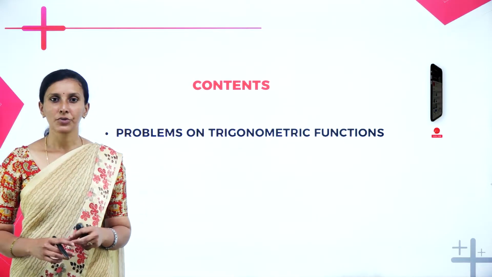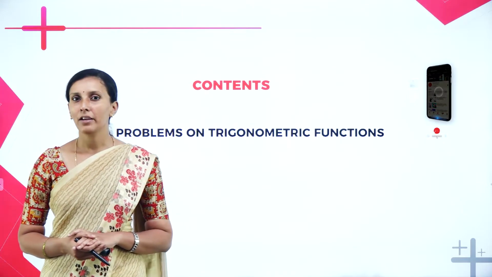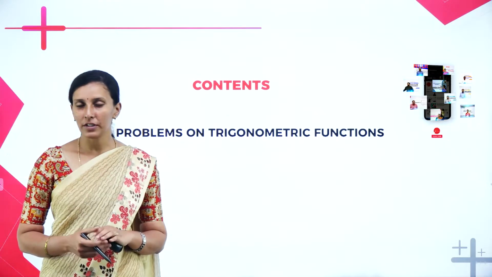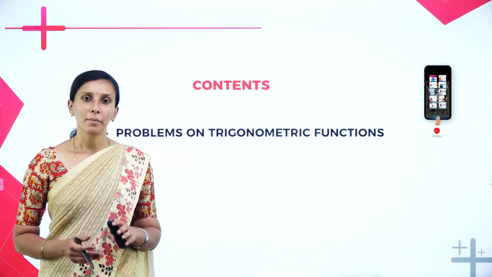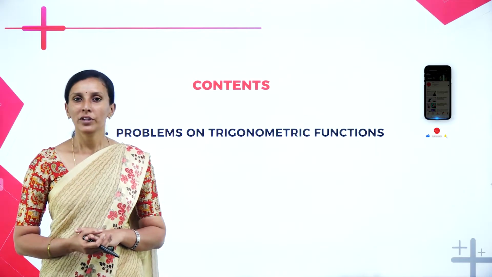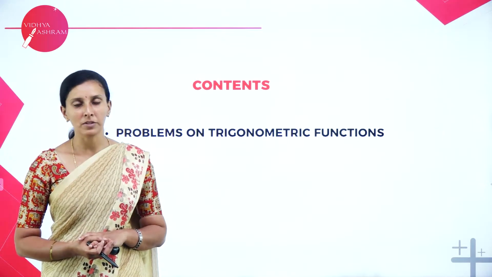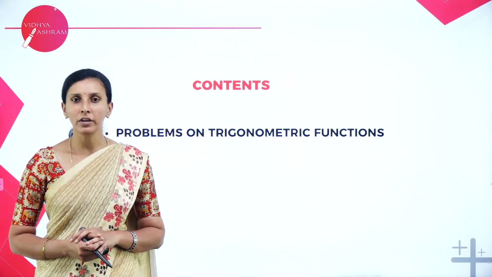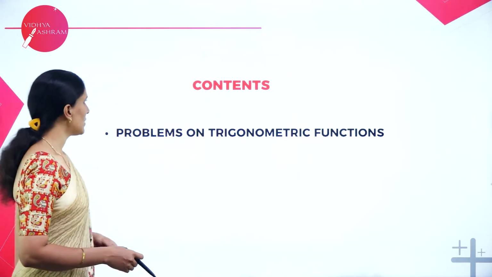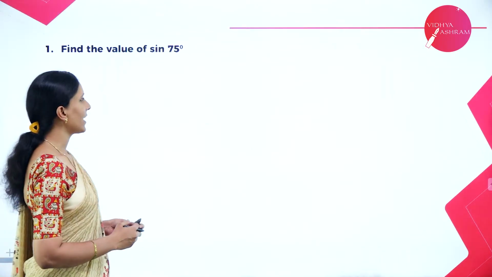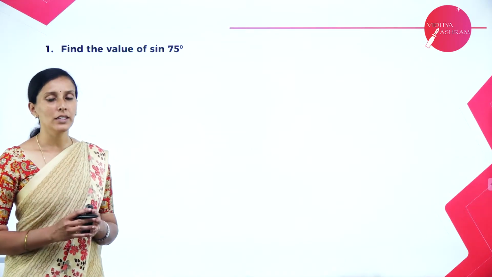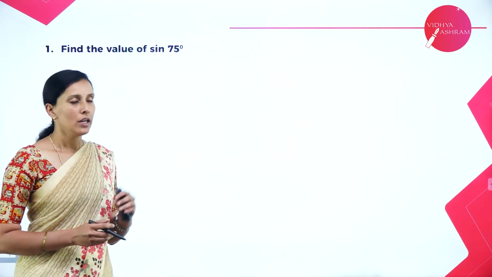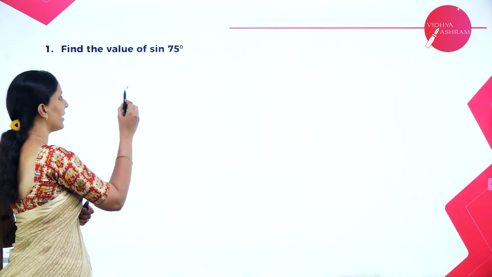In previous sessions we have learned all the domain and range of trigonometric functions, signs of trigonometric functions in different quadrants, and also some of the trigonometric identities which help us solve a kind of problems in trigonometry. In today's session, we are going to take a few problems on trigonometric functions. First one, find the value of sine 75 degree. So we know the standard values of some of the angles for all 6 trigonometric functions. So here sine 75 degree is given.